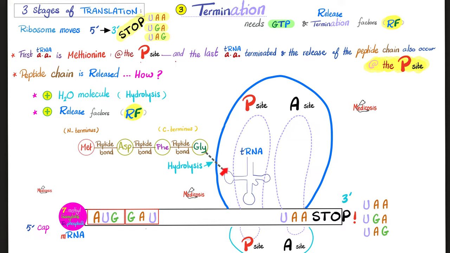Okay, Medicosis, how do you release this peptide chain that you made? Well, you need to add water, and water will cause hydrolysis of this bond.